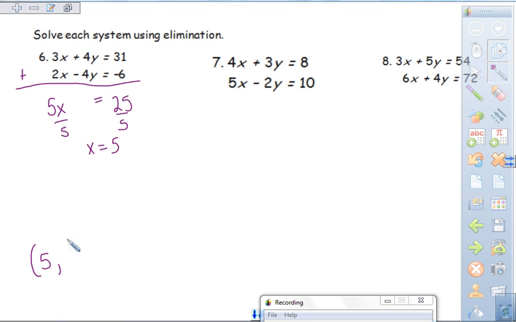And now I need to plug in. And it doesn't matter which equation I plug into. I will plug into the bottom one. So I get 2 times 5 minus 4y equals -6. So that's 10 minus 4y equals -6. So I'm going to subtract my 10, and I get -16. Divide by a -4, and I get a +4. So this is solving a system using elimination.